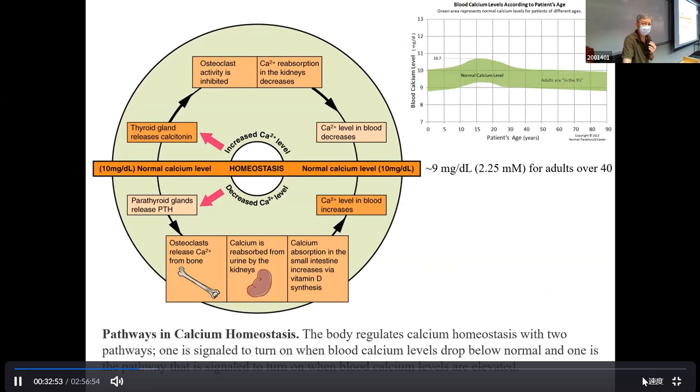Now, what you see here is a diagram. If we look at it here, age from 0 to 90 years old, and what you see will be the so-called range, in terms of the blood calcium level over time. So you can see that relatively speaking, it is regulated or controlled at a relatively stable level.